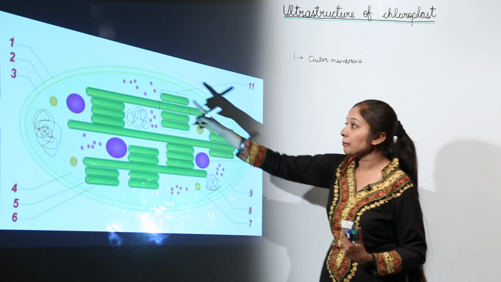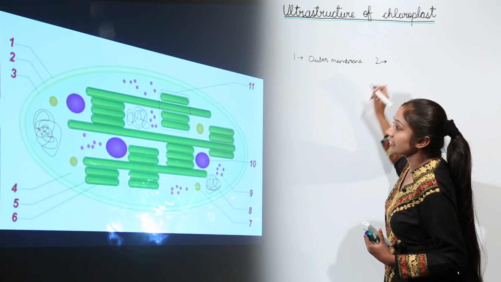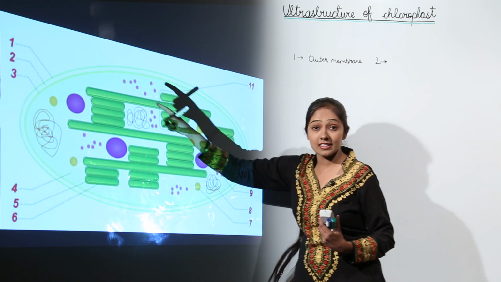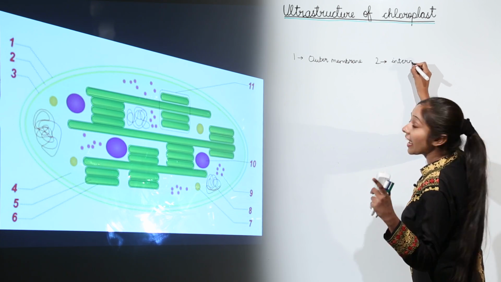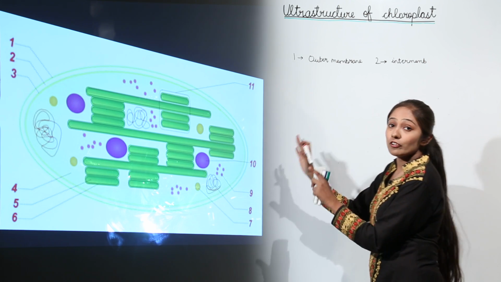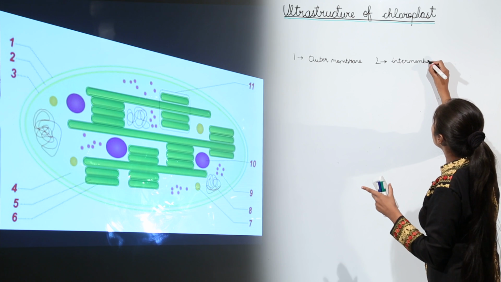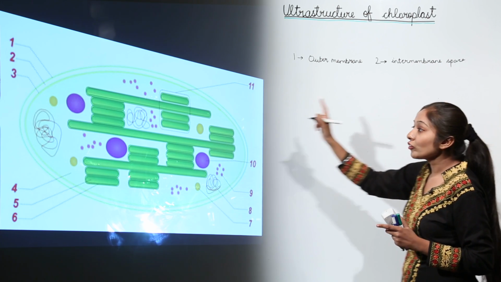Next, moving on to number 2. What do you see in number 2? Number 2 is what? It is the space, right? This is intermembrane space. I know that you are able to recall, and I hope so. You have actually done it very well. You can label all the parts. Intermembrane space.